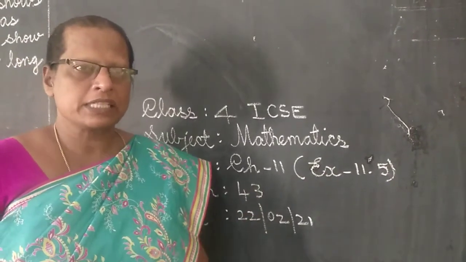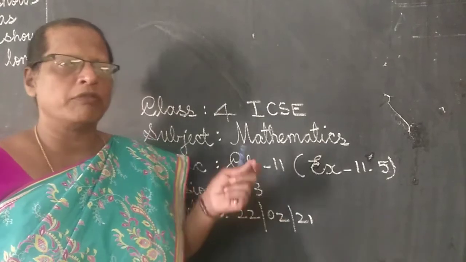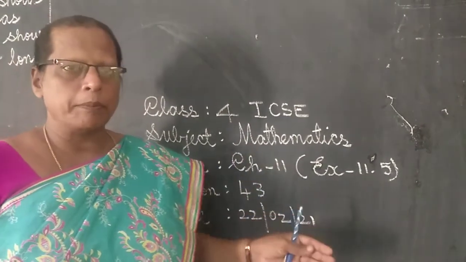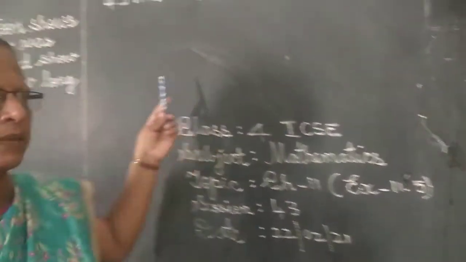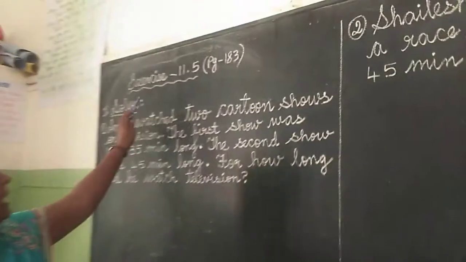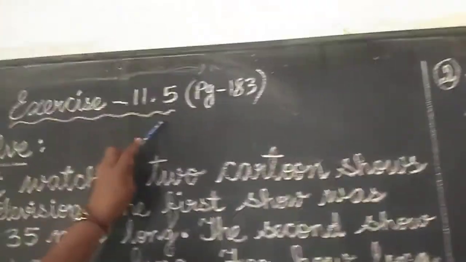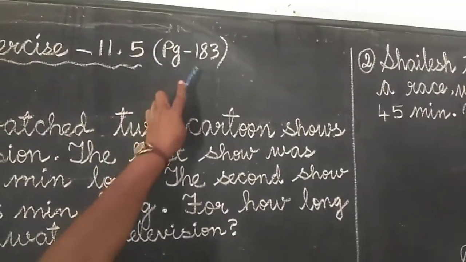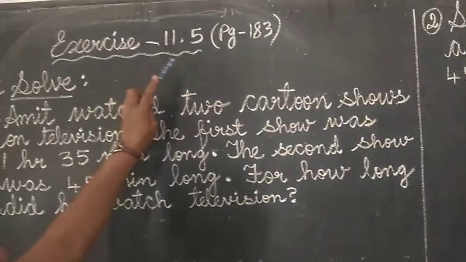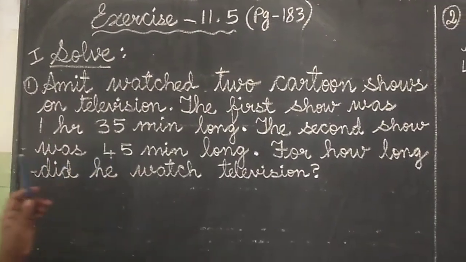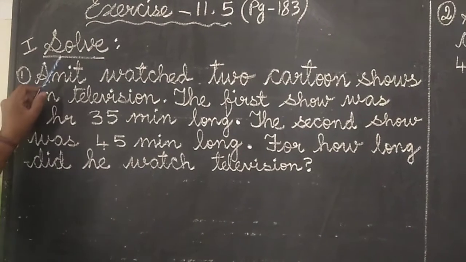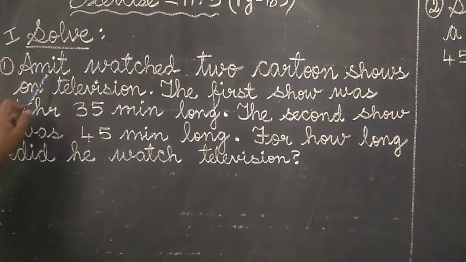Okay children, next week we are going to have the midterm, so every note you have to complete as soon as we send it to you. Okay children, today we are going to see word sums only. See, it's given in exercise 11.5, page number 183. If you have the book, children, all of you go to page number 183 and we are going to see 3 word problems. The first one, I will read out, children.